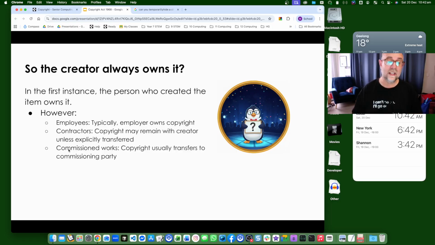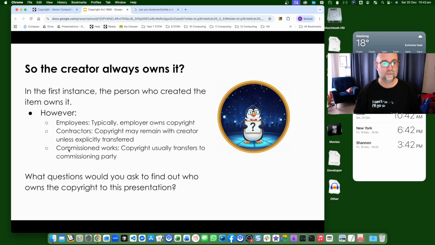And finally, if it's a commissioned work, which in this example is pretty straightforward, if I'm taking wedding photos, for instance, I suspect there are different contracts, but I would probably be paying for the copyright of those photos. I don't want to have to go back and ask permission to publish my own wedding photos. What I'm paying for usually involves the copyright.